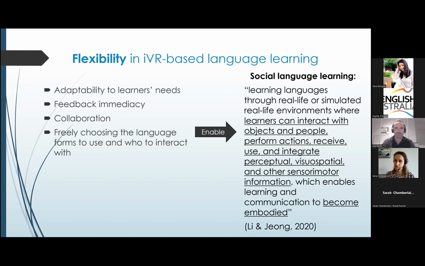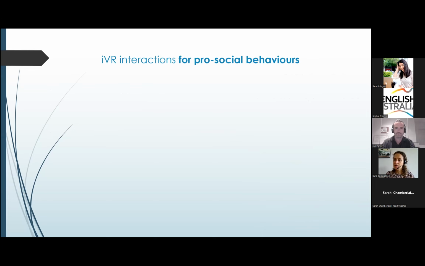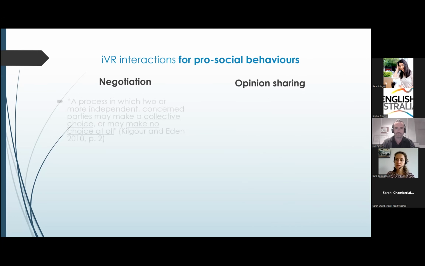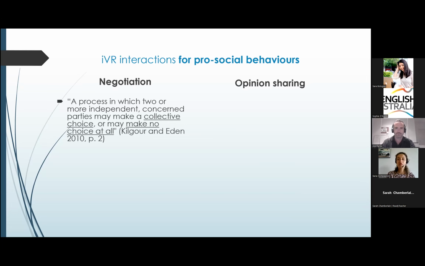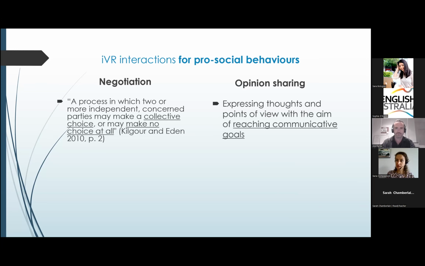But what do we mean by social language learning? So I tend to refer to it more as pro-social behaviours, and I'm especially interested in two aspects. First, negotiations, and the second is the ability of sharing opinions. They are the heart of cooperative language learning, because when students are engaged in negotiations, they are in a process where they are encouraged to make choices. They might not make it at the end, but at least the tasks involve them in such a way that they can negotiate choices, but also freely express their opinions, because the aim is to reach a common goal.